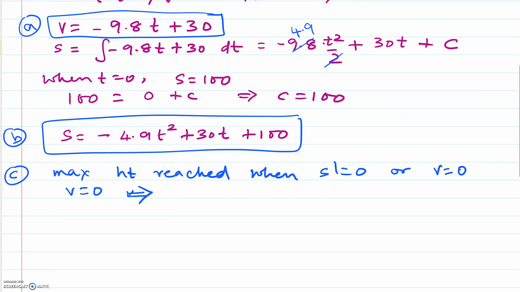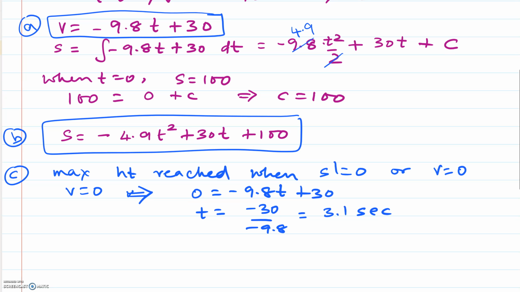so we have this velocity function 0 equal to negative 9.8 t plus 30, and this will give t equal to, solving for t here, t equal to negative 30 by negative 9.8, which is 3.1. So the object reaches the maximum height at 3.1 seconds.